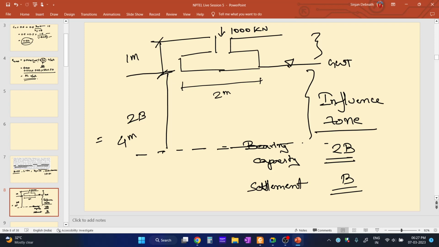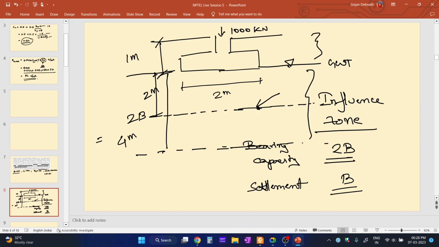Now we need to find out the distribution of stress. For such problems we need to consider bearing capacity. We need to find out the surcharge and the distribution of load. We need to find out the overburden pressure acting at this point, that is half of 4 meter, that is 2 meter. So we have found out the distance of 2b from the base of the footing. Now we are just dividing it into two parts.